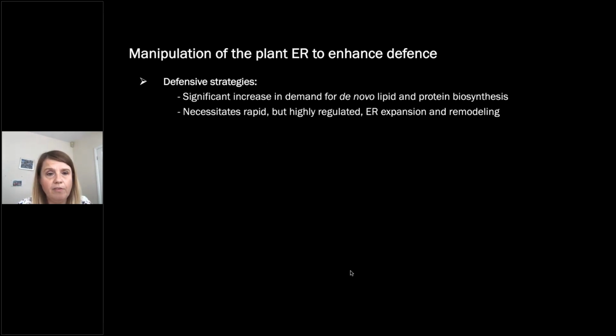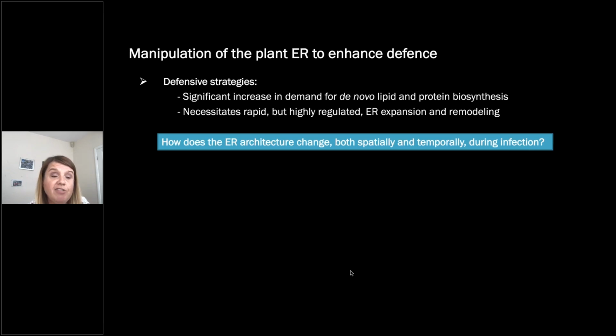Okay, so in the first part of my project, I was really interested in getting a handle on how exactly the ER architecture changes both spatially and temporally during the course of an infection.